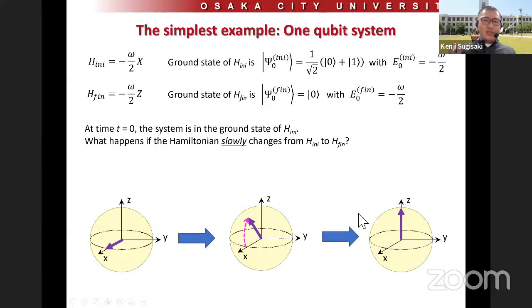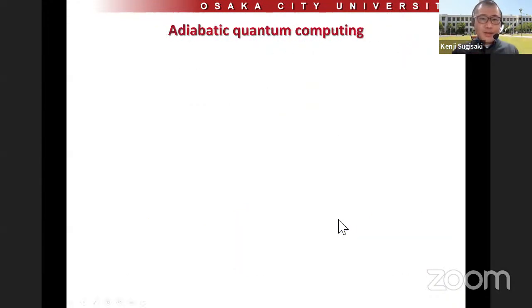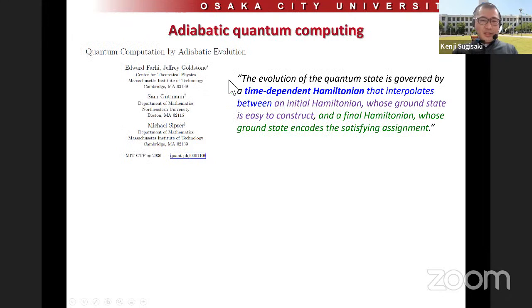So adiabatic quantum computing is based on this kind of approach. We have an initial Hamiltonian and a final Hamiltonian, and we also need a ground state or eigenstate of the initial Hamiltonian. Then we change the Hamiltonian very slowly from H init to H fin. This idea was proposed in this paper.